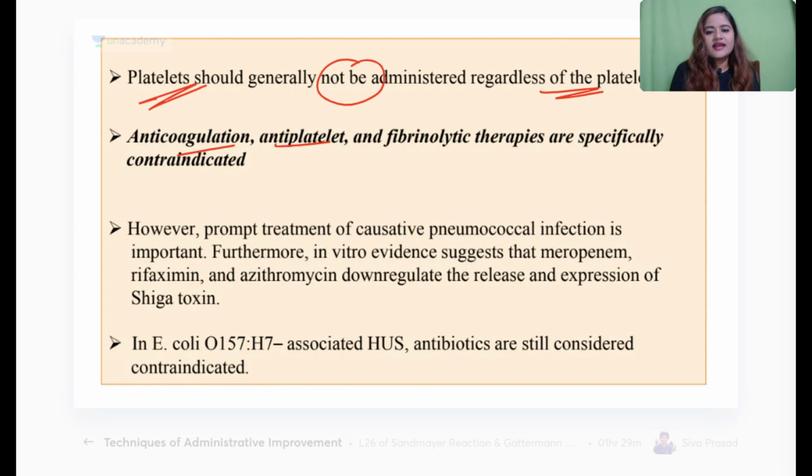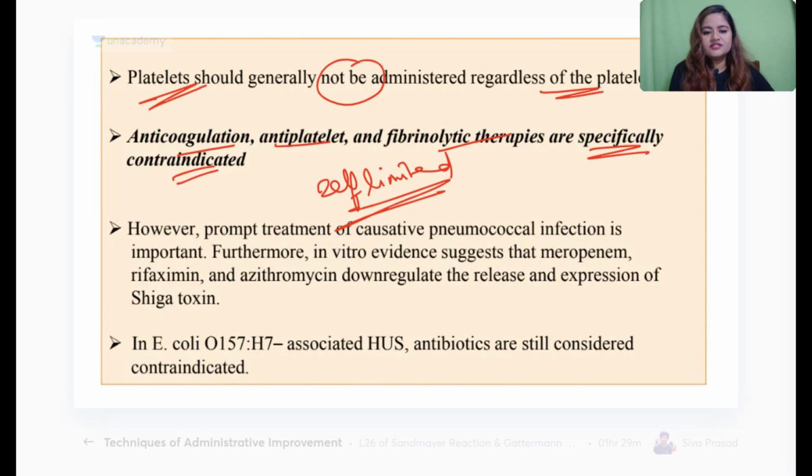Your anticoagulation, antiplatelet, and fibrinolytic therapies are specifically contraindicated because it is a self-limited disease, and you don't need to give these treatments because the pathology is different. It is not caused by a problem in the coagulation pathway. It is not due to a problem in your platelet formation. It is not due to a problem in your fibrinolytic system. So it is all because of your MAHA, that is your microangiopathy or microvascular injury.